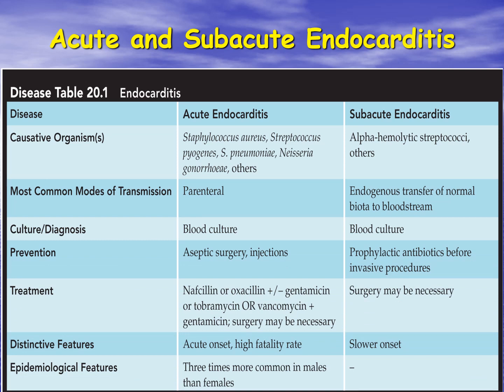So what can cause acute endocarditis? Well, certainly staph, strep, even Neisseria gonorrhea, or even others. Primarily subacute endocarditis is the alpha hemolytic streptococci. Most of the time, common modes of transmission for acute endocarditis are parenteral. Subacute is often endogenous transfer of normal microbiota into the bloodstream.